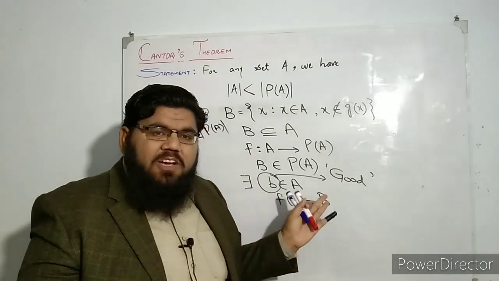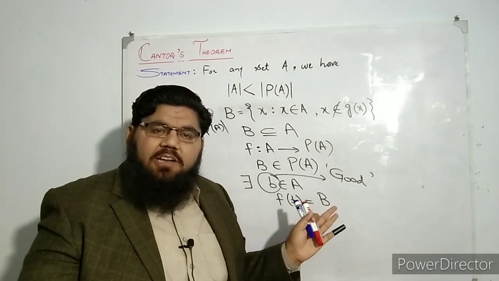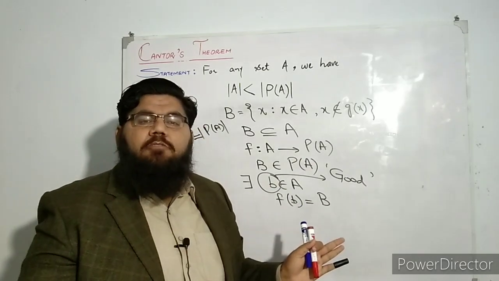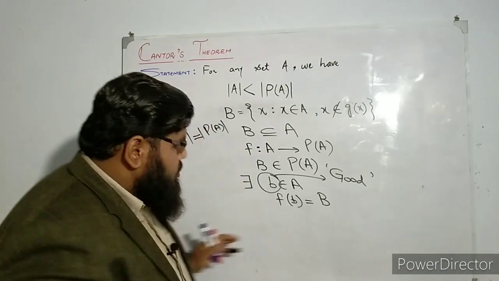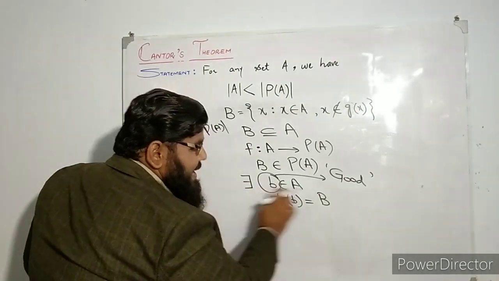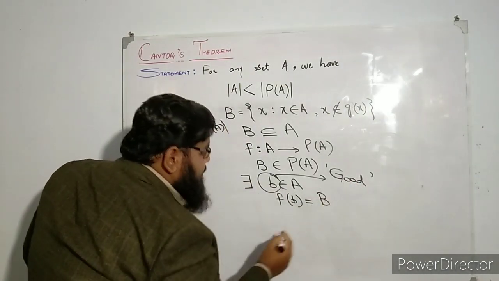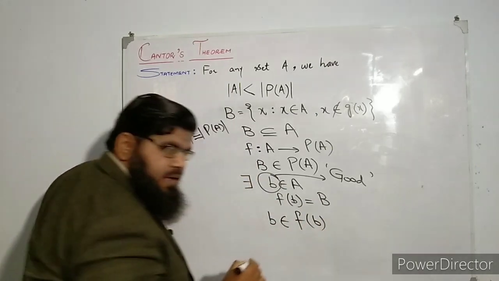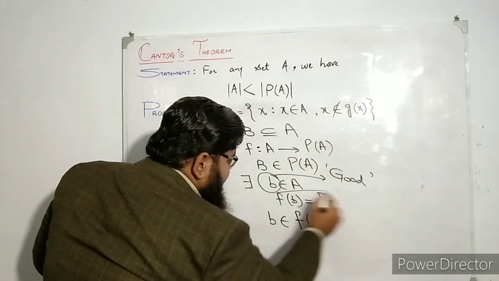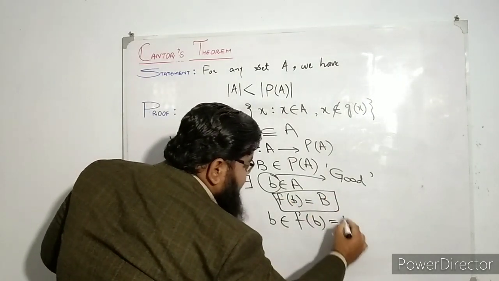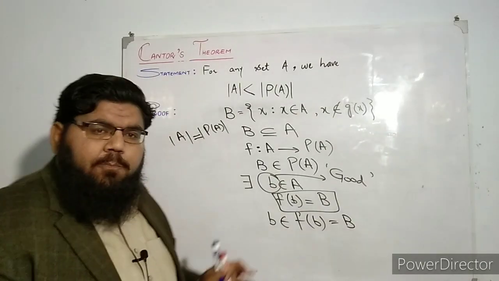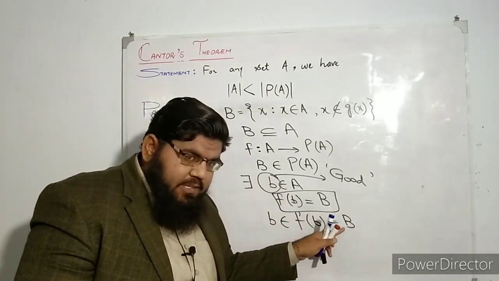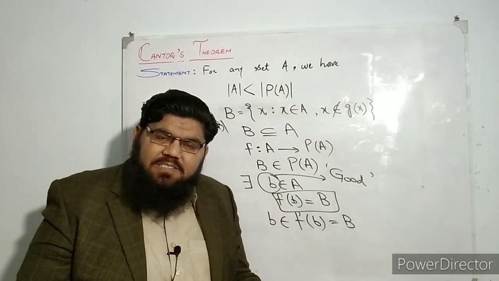Okay, a bad element is an element which is not a part of its image set. So a good element will be an element which is a part of its image set. If you are saying that this B is a good element, then it means that this B belongs to its image set, and you know from here that f of B is equal to B. So actually you have proved somehow that a good element is belonging to a set which contains only bad elements.